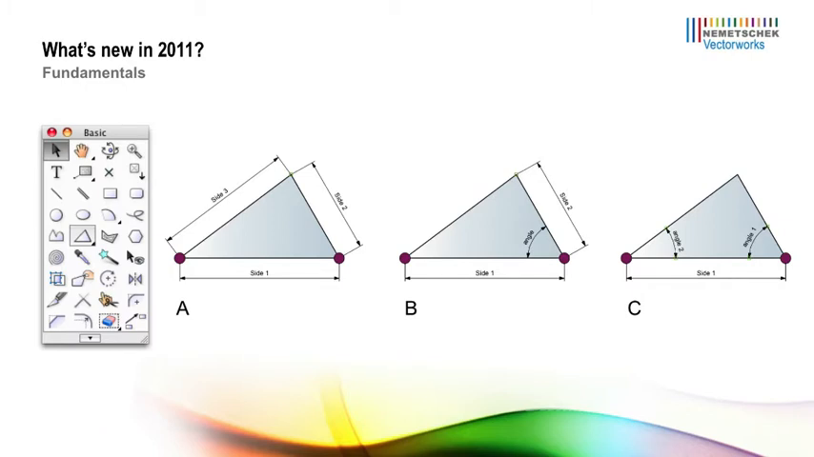Next, we have the Triangle tool. Located in the Basic tool palette, you'll be able to choose from 3 methods to quickly define how you want to draw a triangle, either from the length of its sides, or from an angle and 2 sides, or 2 angles and a side.